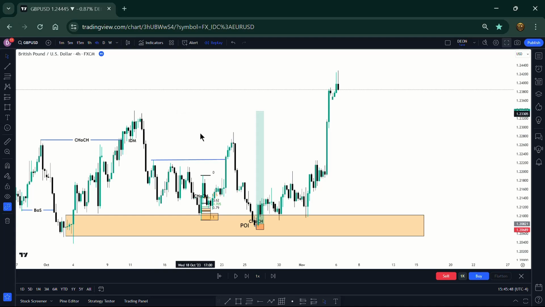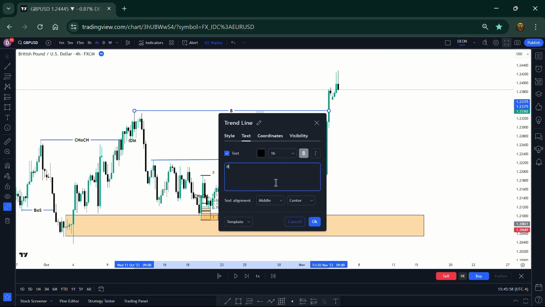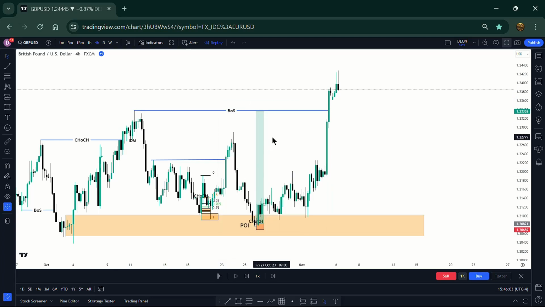I can mark this as a break of structure. This is your break of structure. Okay, you are now on the forward chart. You mark that as your break of structure. The market has broken structure. So all the things that we're doing were just on the lower time frame, the 15-minute time frame.